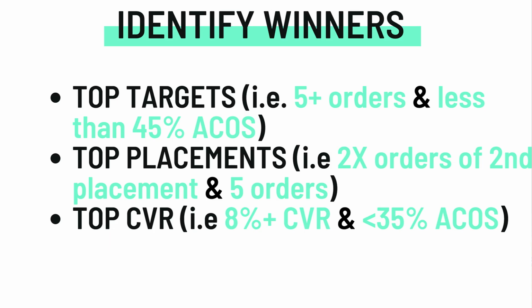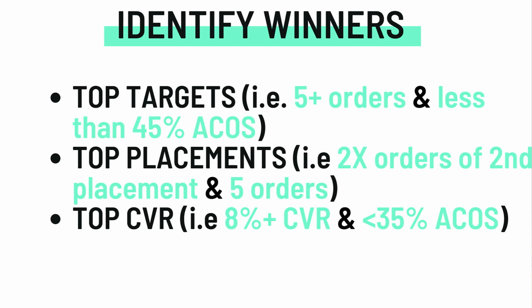The second is top placements. And those are really those that have 2 times the orders of the second placement and 5 or more orders. That can really help us get optimized placement for particular keywords and identify those. Then the final, which may not show up in the top targets, are going to be the top conversion rate keywords. So these are typically ones that have north of 8% conversion rate. Kind of depends a little bit on the product and what's great, but generally 8% or more is a good metric. And then it's less than 35% ACoS.